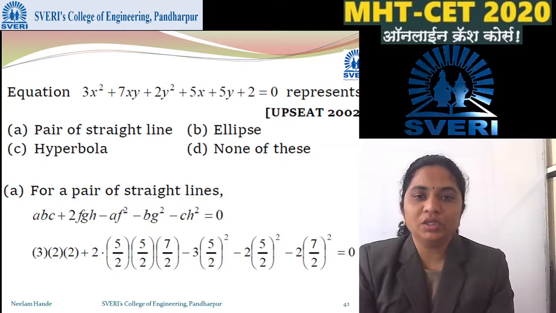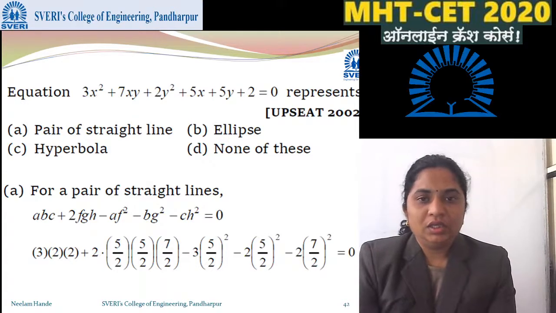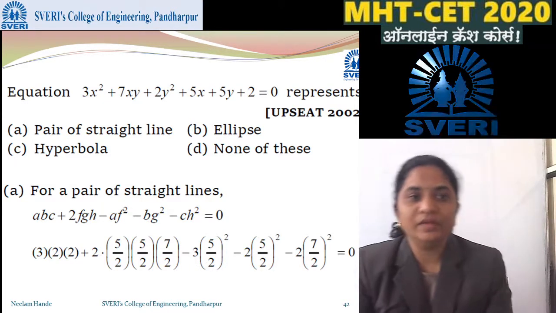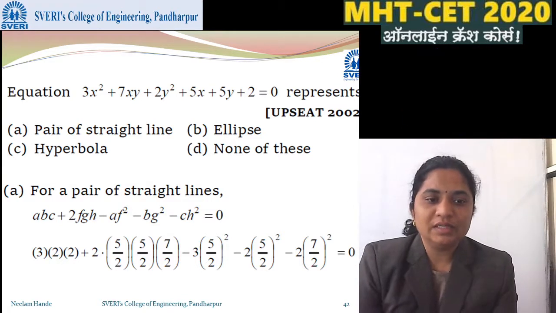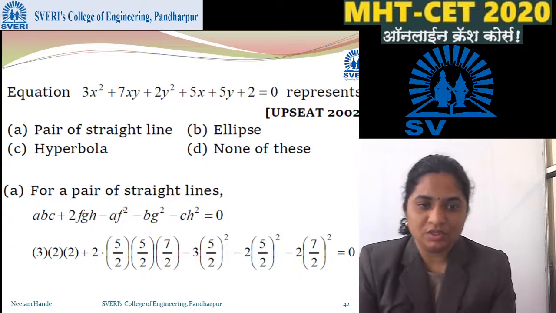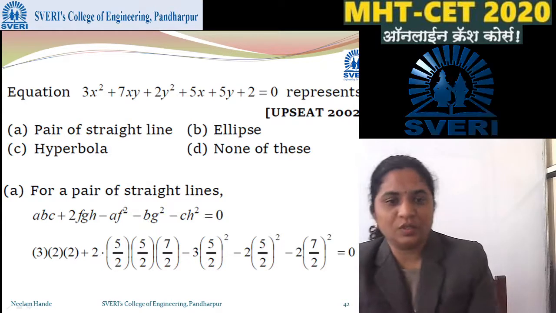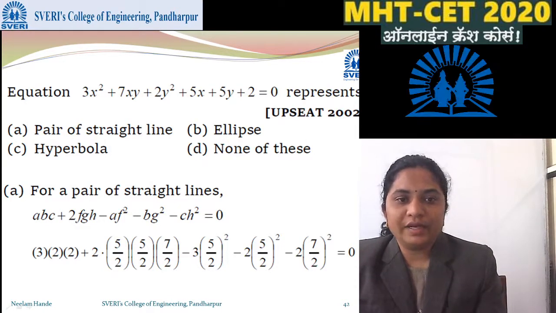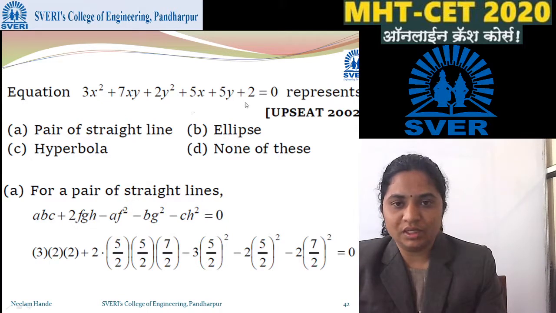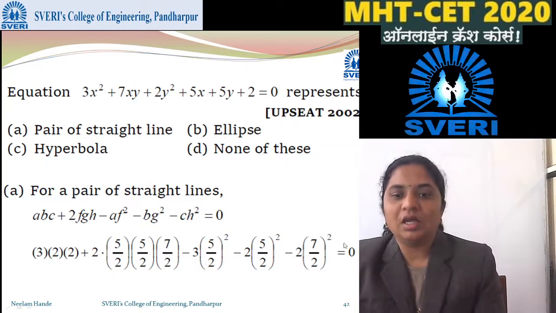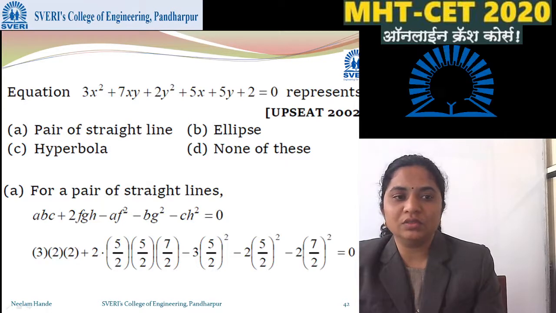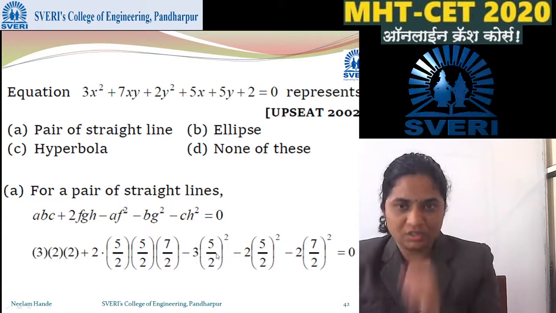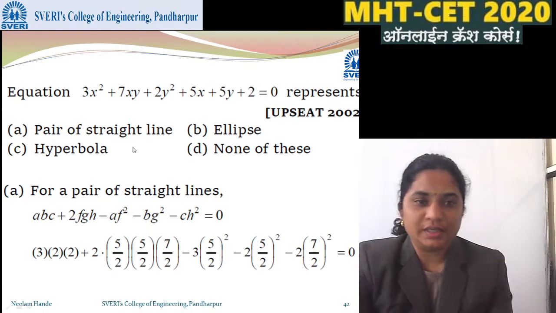Next equation, the given equation represents, once again, so we'll find delta. Formula is abc plus 2fgh minus af square minus bg square minus ch square is equal to 0. Comparing, finding all the values of the standard equation, substituting and solving. If it is equal to 0, it is a pair of straight lines. Yes, it is 0. Sorry. So it is a pair of straight lines.